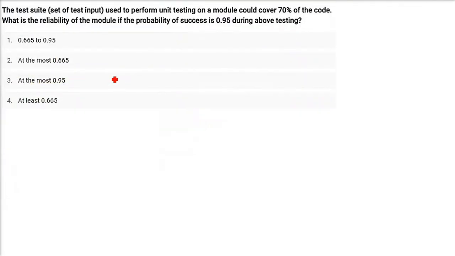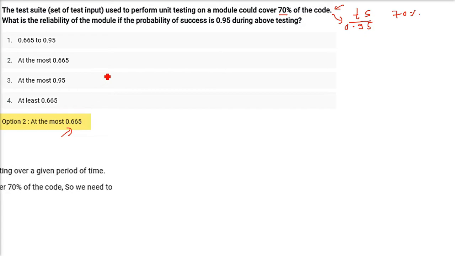The test suite, that is the set of test inputs used to perform unit testing on a module, could cover 70% of the code. So this is a test case. It can cover 70% of the code. Now what is the reliability of the module if the probability of success is 0.95 during the above testing? So 0.95 is the success and 70% is the code coverage. So you just have to multiply them. The answer is 0.665. How it has come, let me just tell you.